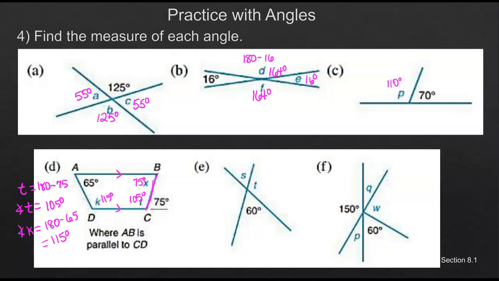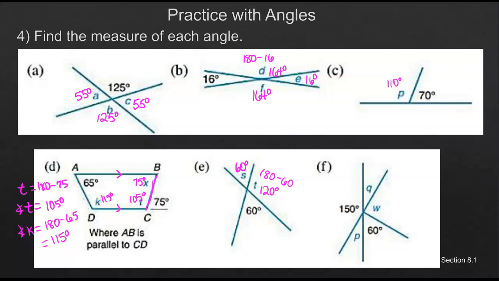On E, we have vertical angles, so the S would be 60. T would be 180 minus 60, so T is going to be 120. All right, let's look at the last one.